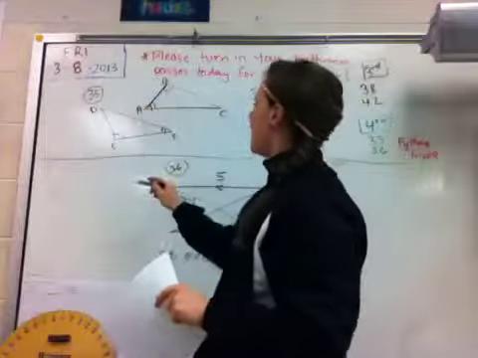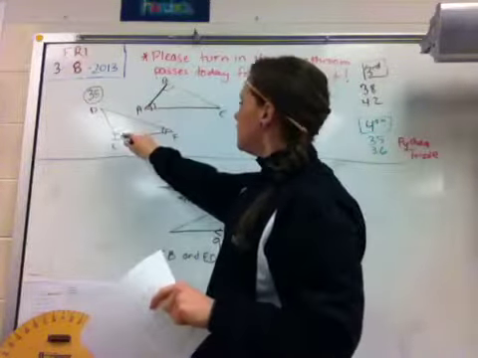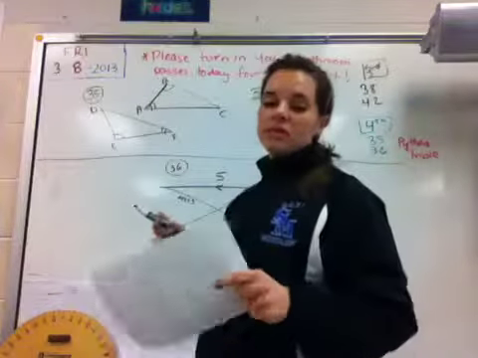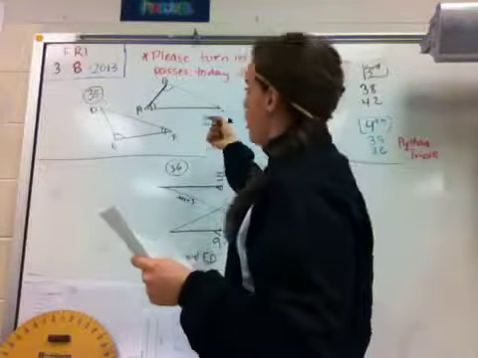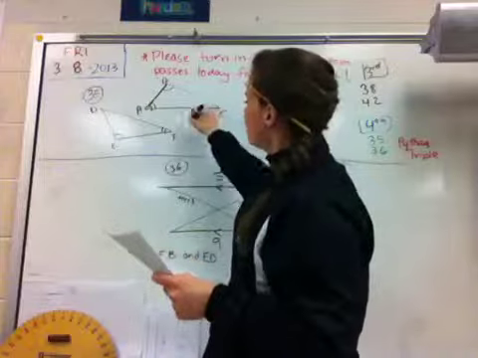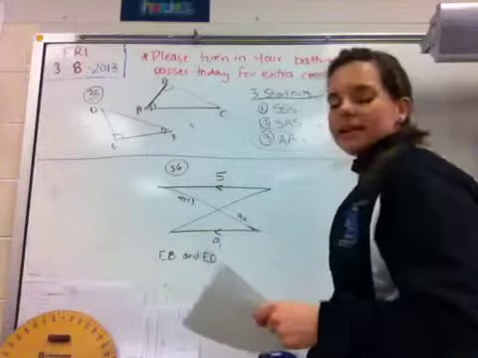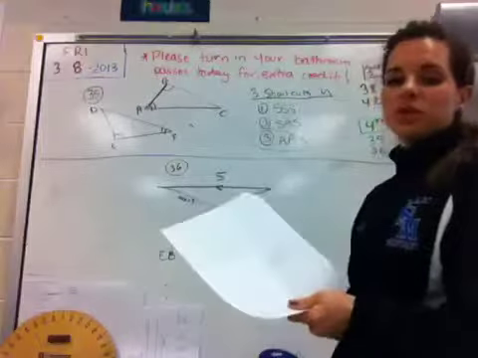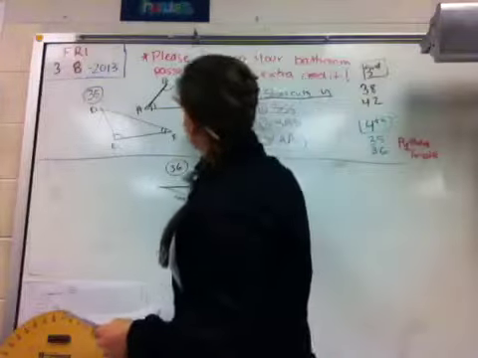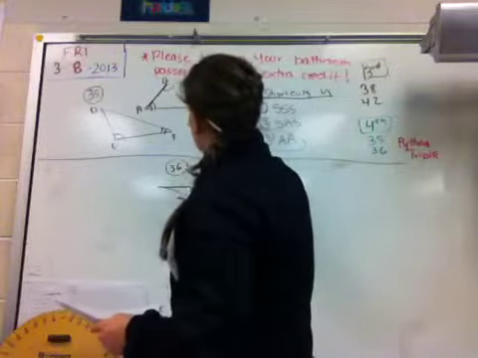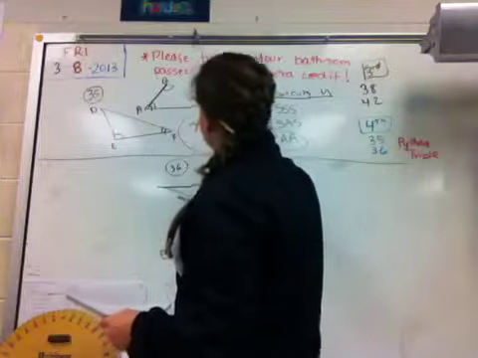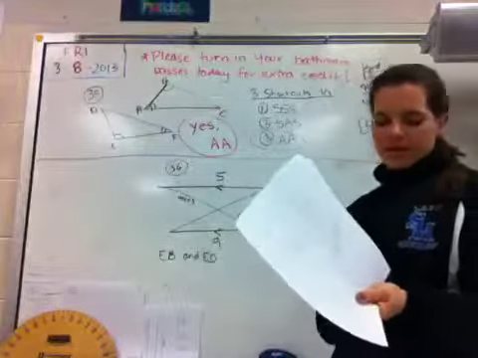Look at number 35. You've got angle and angle. You've got those two angles marked congruent. So are these triangles similar? Your answer for this is yes. Justify your answer. That just means what shortcut are you using? So here's your answer. Yes, by angle, angle similarity.